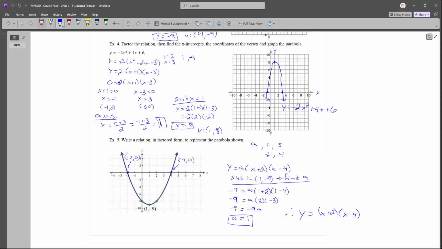Those are all the basic skills you need for the rest of the unit in terms of having a good foundation. Going forward, we're going to start applying these things right away. See you next time.